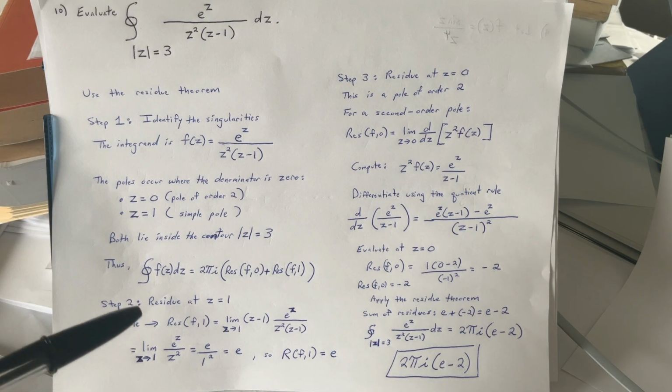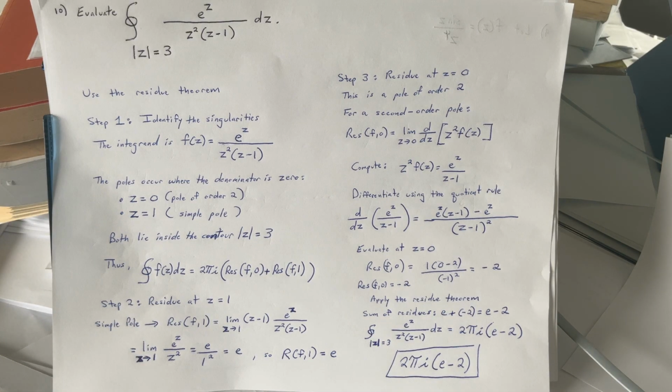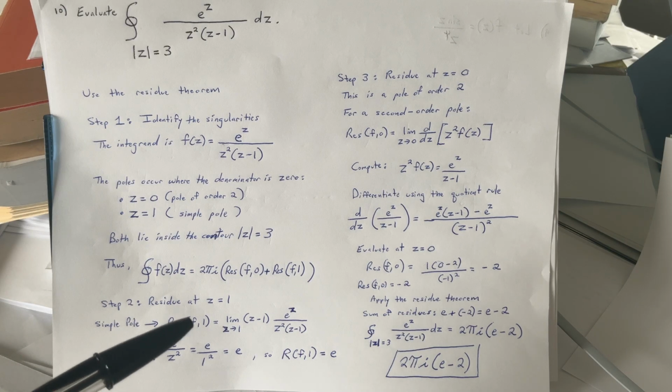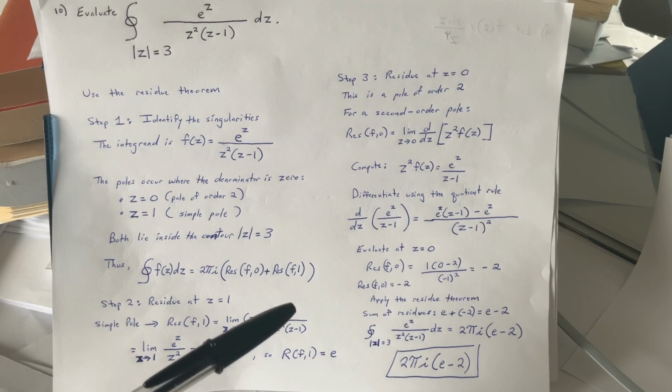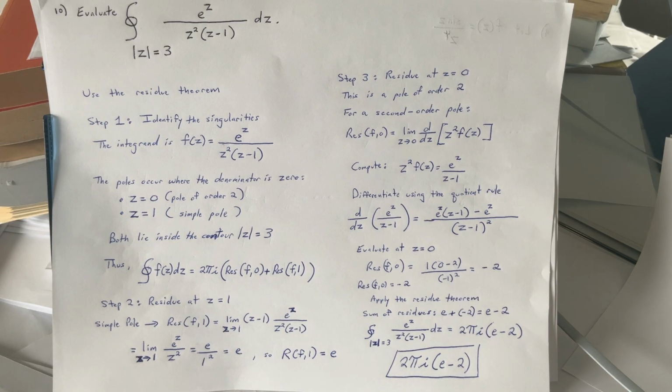That's step 1. Step 2, we get the residue at z equals 1. It's a simple pole, so the residue of f at 1 is the limit as z approaches 1 of z minus 1 times e to the z over z squared times the quantity z minus 1. We just take that limit: the limit as z approaches 1 of e to the z over z squared, which is e over 1 squared, equals e. So the residue of f at 1 equals e.